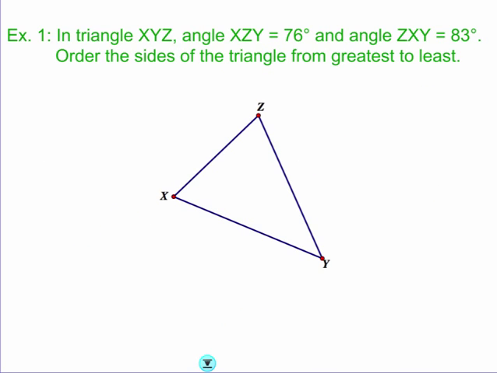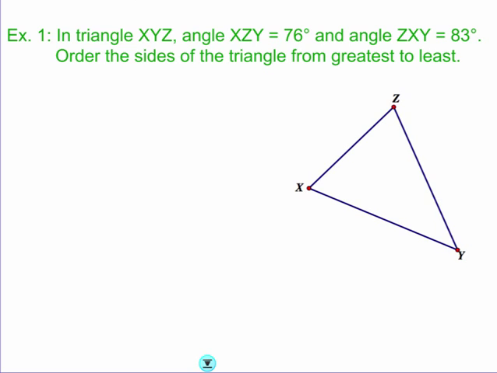For example 2, we're going to do the opposite. It says in triangle XYZ, I know the angle XZY is 76 degrees. And I know angle ZXY is 83 degrees.